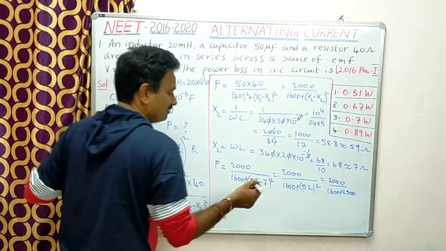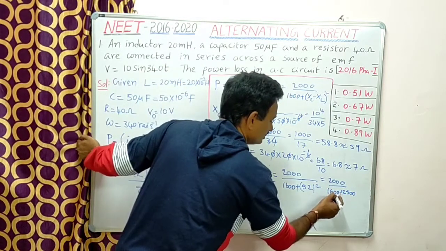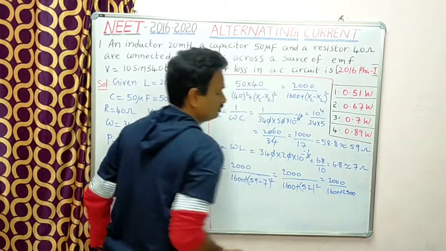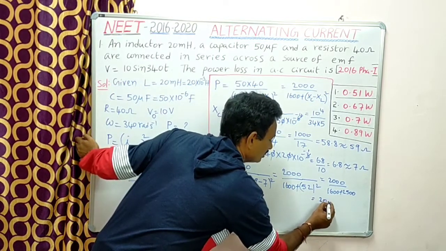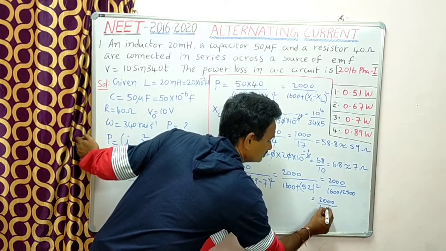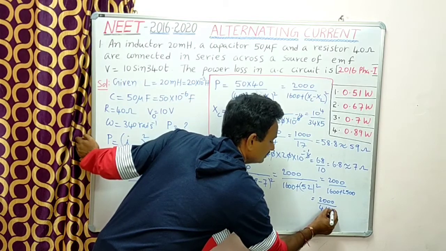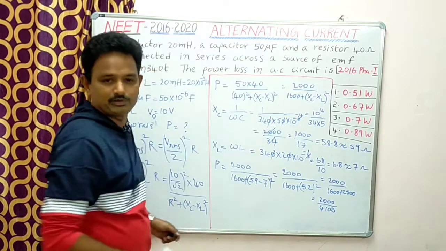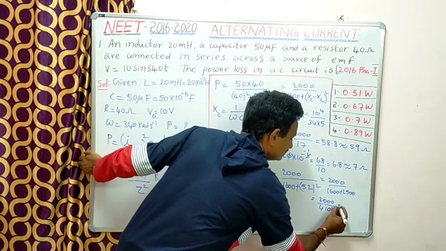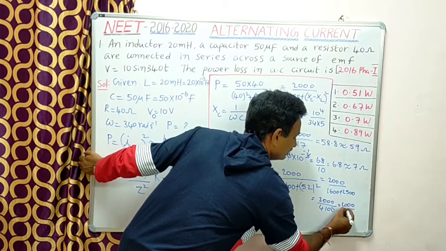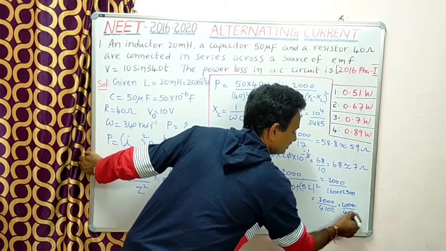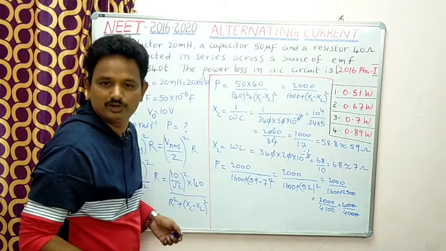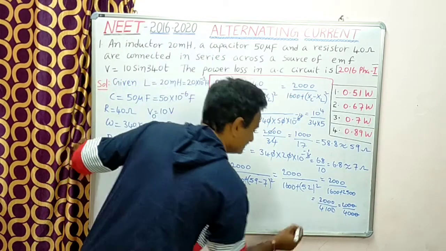So what I will get here? 2000 by 1600 by 2500. That is 2000 by 4100. If I take approximately 4000, 2000 by 4000. 3 zeros cancel, 3 zeros cancel, 2 by 4. 2 by 4 means 0.5 watt.